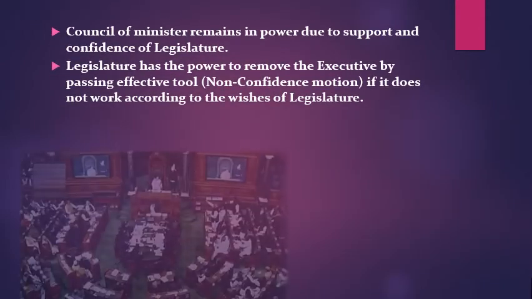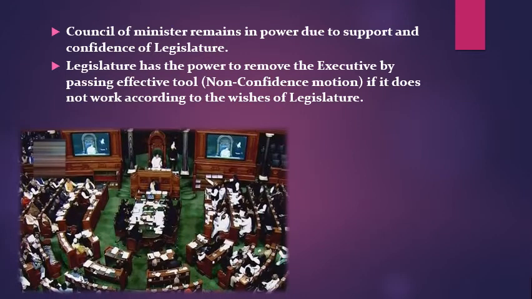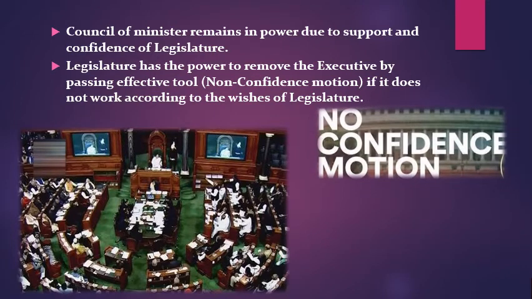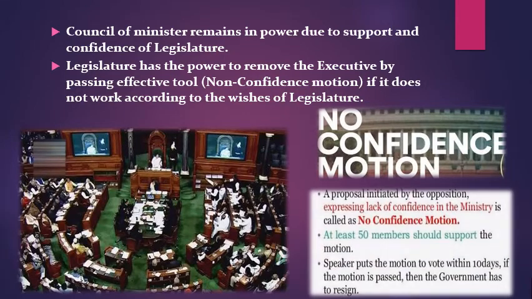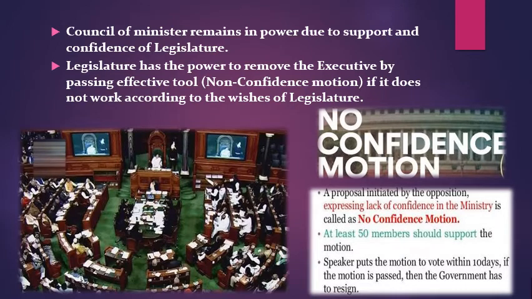In the parliamentary system, the executive is dependent upon the confidence of the legislature in them. This means that the Council of Ministers remains in the power till it enjoys the support or confidence of the legislature. If the legislature feels that the executive does not work in accordance to its wishes, it removes the executive from the power by passing a no confidence motion against the executive. No confidence motion is an effective tool of keeping a check over the executive.